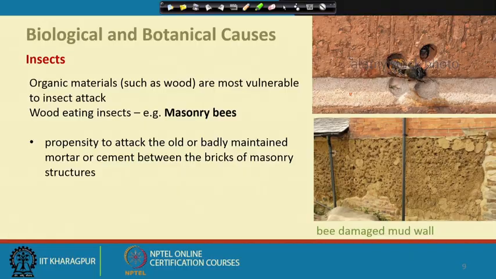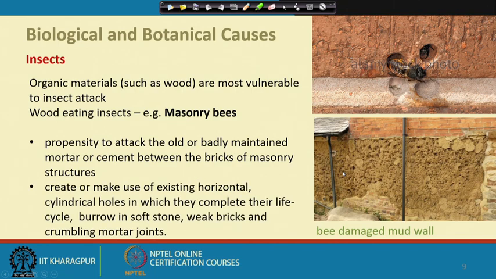And you can see here an adobe wall, a mud wall with bee damage. Sometimes the damage is only at an upper level, so it is possible to remove that and take some preventive measure or repair the damage done. Sometimes it may be far reaching, actually damaging the core of the structure. So, one has to be very careful and take preventive measures.